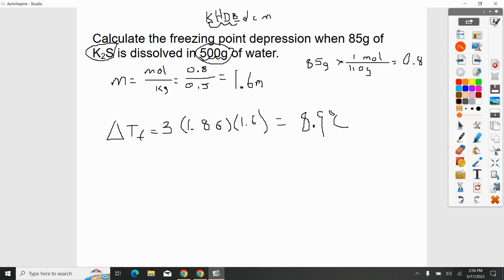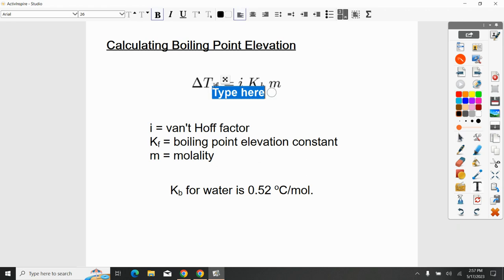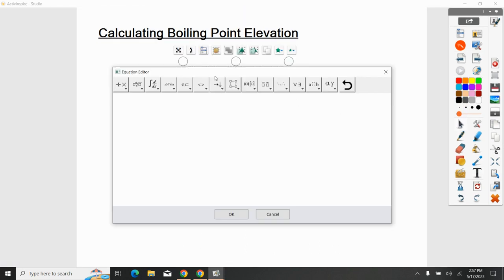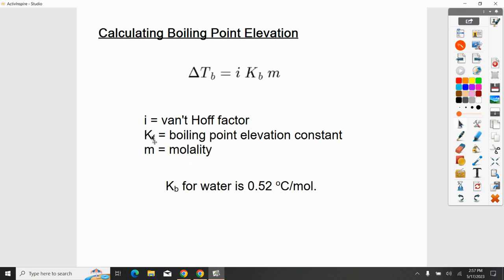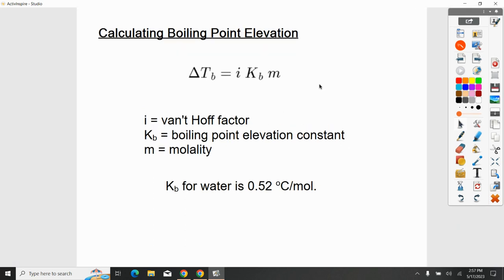If you wanted to figure out Fahrenheit, you'd have to convert it to Fahrenheit. Boiling point elevation, I throw it in here too because it's the same equation. We just have to change these F's to B's, which I forgot to do. But the equation is the same.